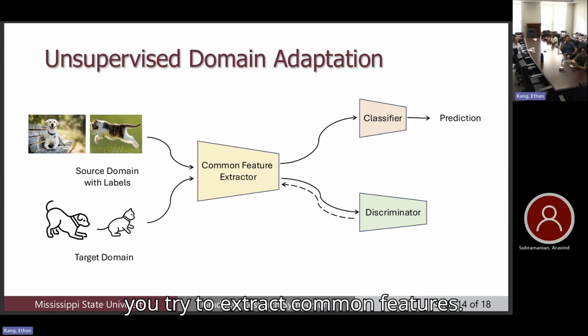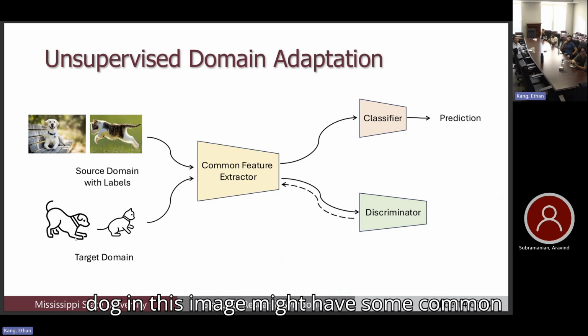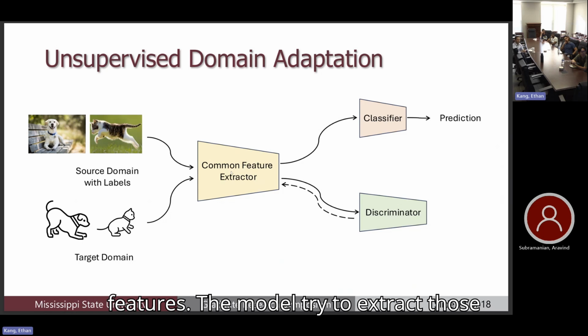So you try to extract common features. Let's say the dog in this image and the dog in this image might have some common features. The model tries to extract those features. And this feature extractor works as a generator, and this discriminator works as a discriminator. And in this adversarial manner, they try to identify the domain invariant features. That means the common features between those two domains. And eventually, we would have a classifier that can predict with pretty good accuracy on the target domain.